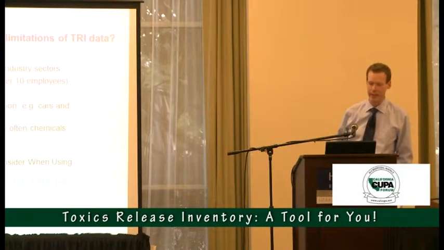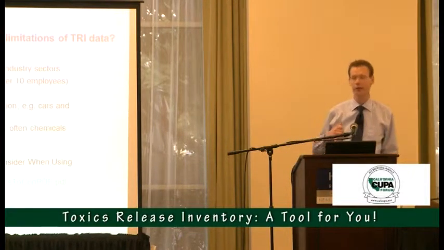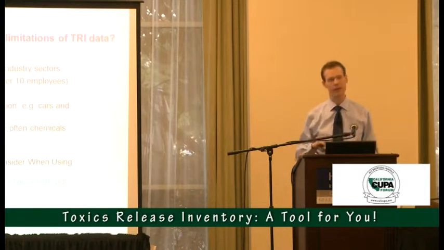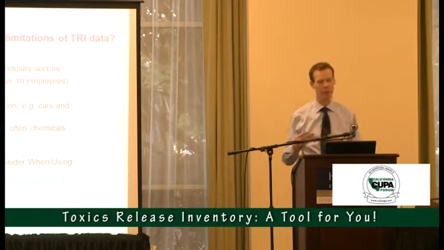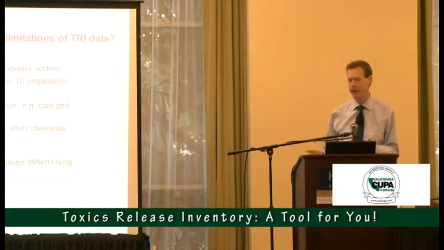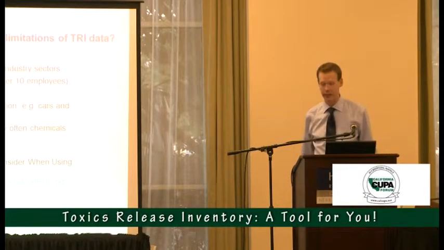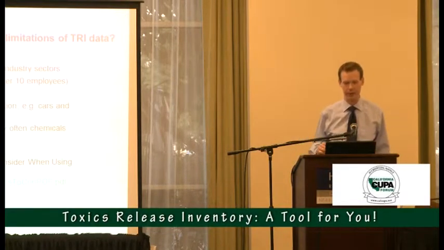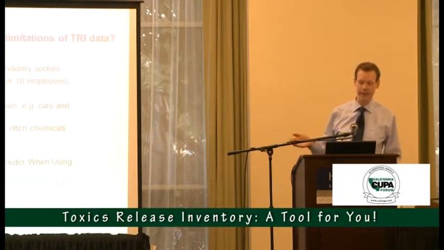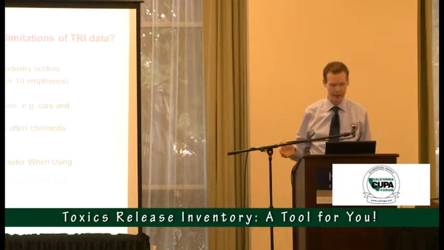So what are some of the limitations of TRI data? TRI data are collected only once per year, so that doesn't give you exactly up-to-the-minute reporting. It also doesn't tell you exactly when the chemicals are released, as some facilities are seasonal and only have isolated releases. TRI doesn't cover all industry sectors, and we'll look at what industry sectors are covered in a minute. TRI doesn't cover the small facilities.